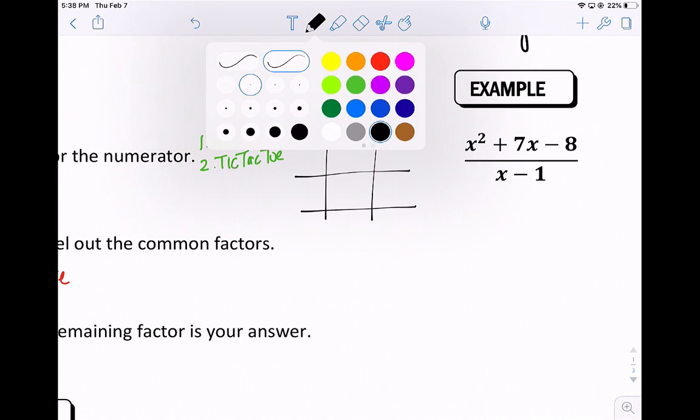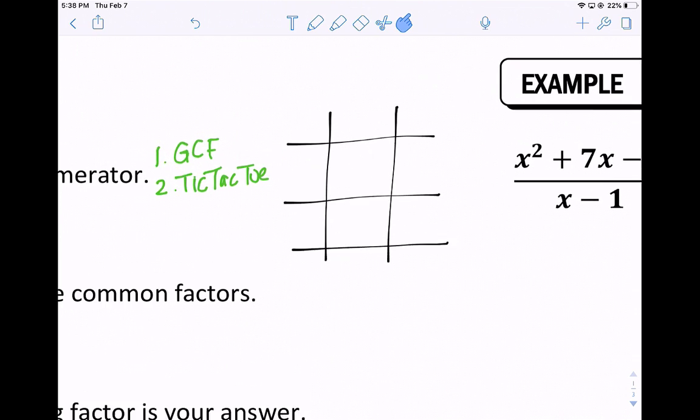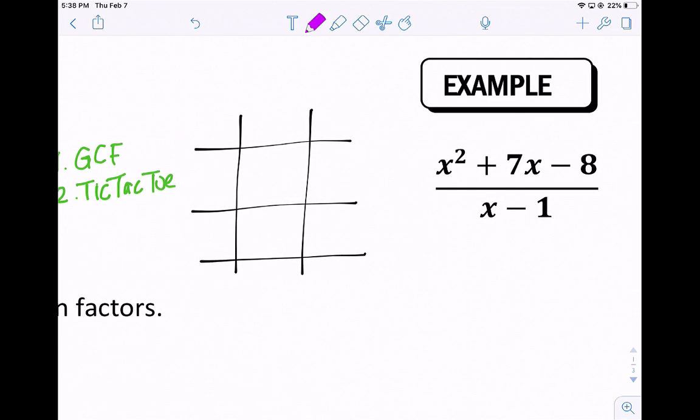Okay, so x squared, our first term, always goes in the top left. So x squared in the top left. 7x, our middle term, always in the bottom right. Negative 8 in the top middle. So we're looking now for factors of x squared and then factors of 8. Well, here's the cool thing.